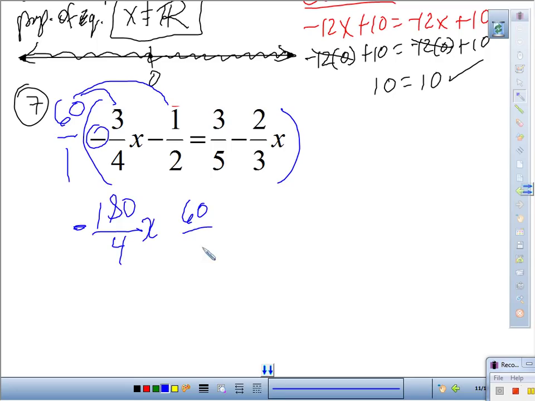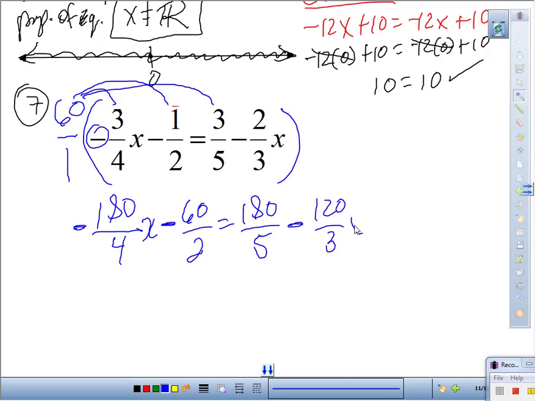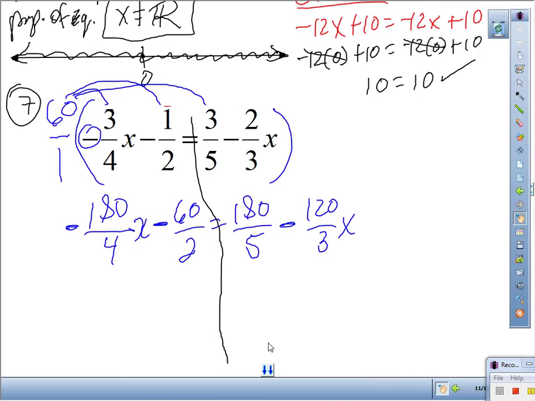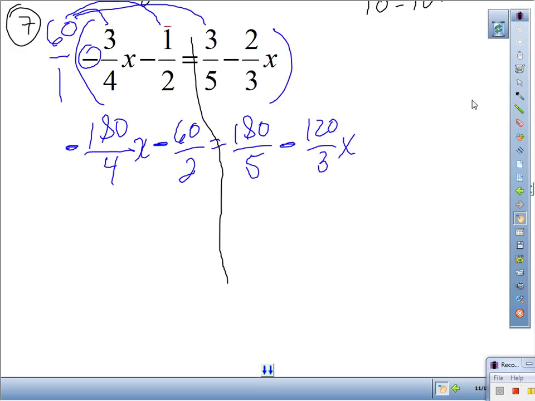60 over 2, and don't forget the negative sign, equals 60 times 3, that's 180 over 5, and 60 times 2, that's 120 over 3, and that is x. Okay, so laying down the equal sign. Can I simplify at that point? Yes. What is 180 divided by 4?